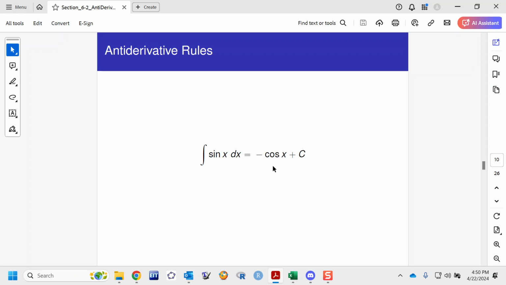Of course, just check that in your head. If you take the derivative of the cosine, you get negative sine. Two negatives would make a positive, and sure enough, that's what the function is over there.